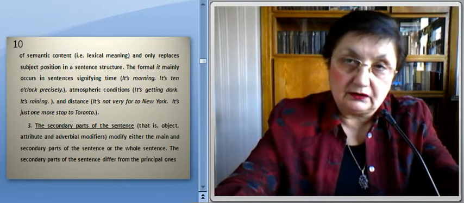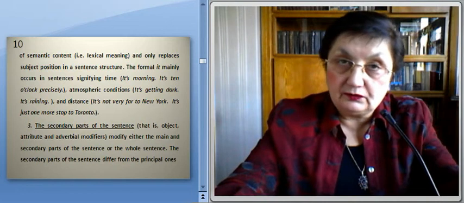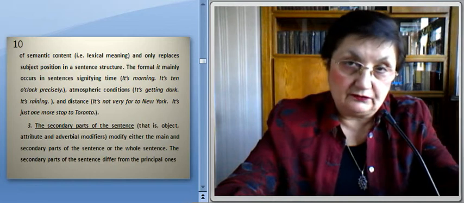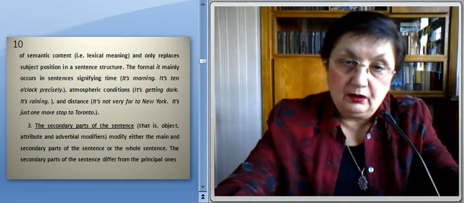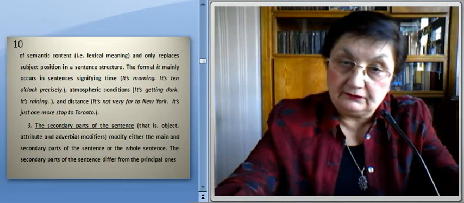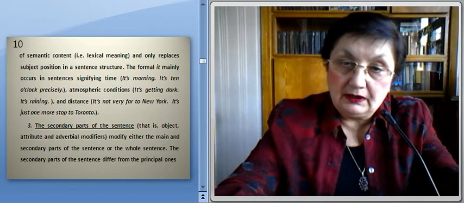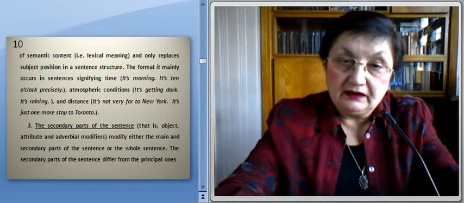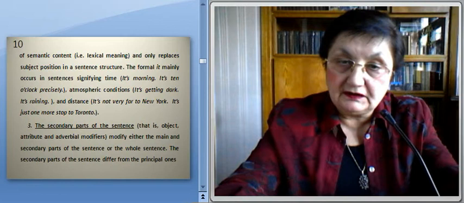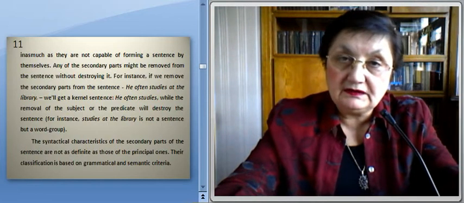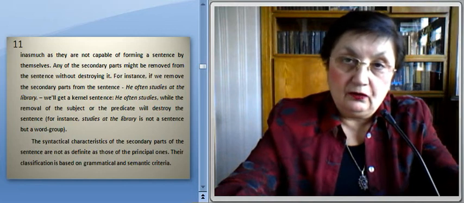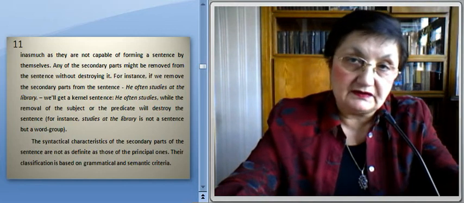The secondary parts of the sentence, that is, object, attribute, and adverbial modifiers, modify either the main and the secondary parts of the sentence or the whole sentence. The secondary parts of the sentence differ from the principal ones inasmuch as they are not capable of forming a sentence by themselves. Any of the secondary parts might be removed from the sentence without destroying it.